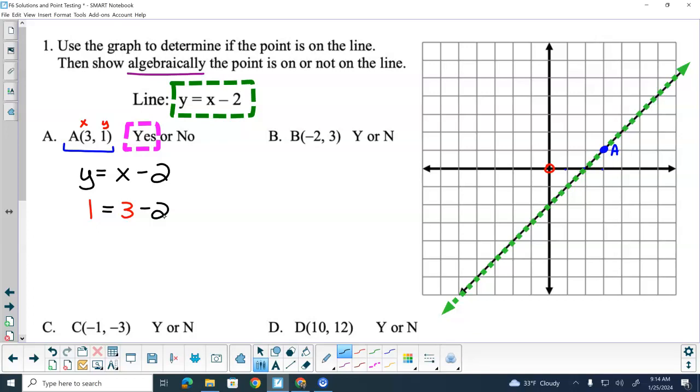And then we check that math. 3 minus 2 is 1. So this is 1 equals 1. Is that a true statement or is that a false statement? That's a true statement. So if this is a true statement, that means then that the point is on the line.